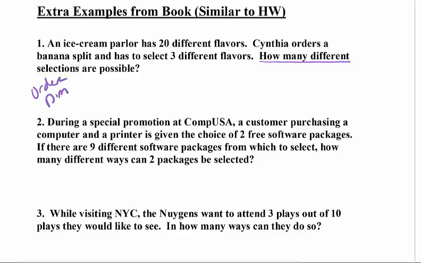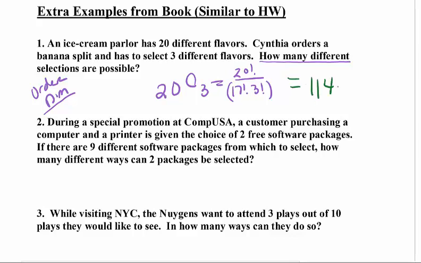Doesn't matter. So I have 20 C 3. Put it in my calculator, or again, it would be 20 factorial over 17 factorial times 3 factorial. Make sure those parentheses are there. Your answer for this problem should be 1,140 different ways.